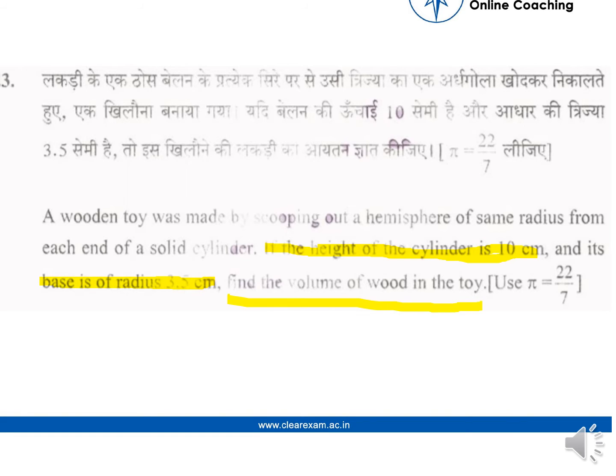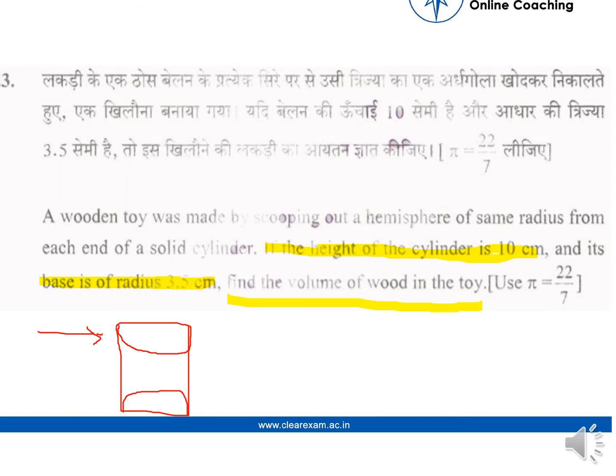So let's try to understand what the question is saying. First of all, it is saying a wooden toy was made by scooping out a hemisphere. So let's consider this, and if we scoop out from it, it becomes a hemisphere. So the wooden toy was made something like this, of the same radius from each side. From both sides it is scooped, so it becomes like this.